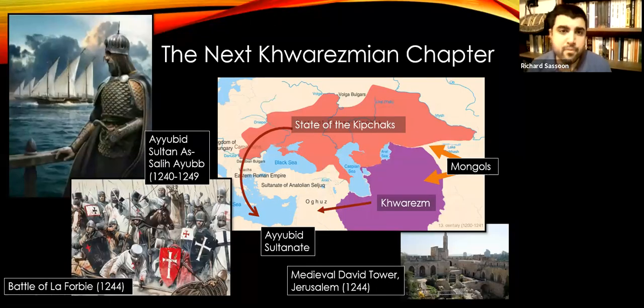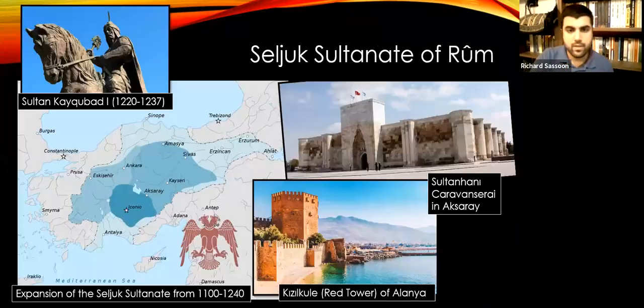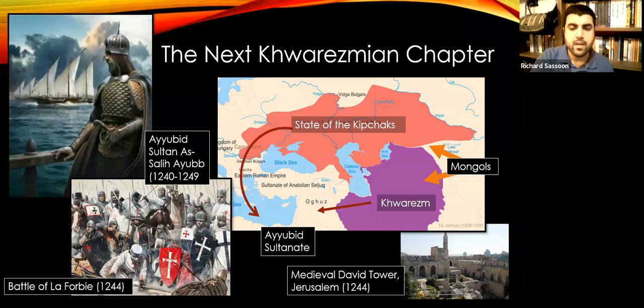Now, one thing, if you remember from last time, was that as the Khwarezmians were pushed further west, they entered the Ayyubid Sultanate when that Sultanate was controlled in the 1240s by Sultan As-Salih Ayyub. And the Khwarezmians, as a nomadic group, were able to effectively defeat the Crusaders at the Battle of La Forbie and take Jerusalem back from the Crusaders in 1244, because the Crusaders had held it from 1228 until 1244.